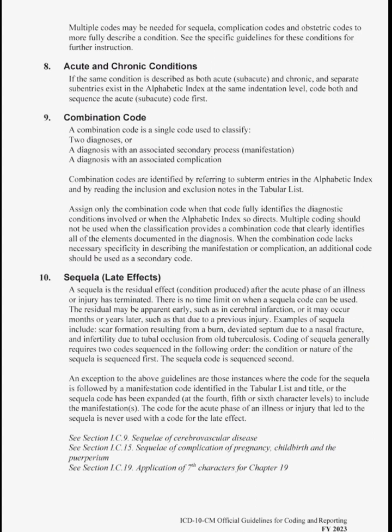8. Acute and chronic conditions. If the same condition is described as both acute (subacute) and chronic, and separate subentries exist in the alphabetic index at the same indentation level, code both and sequence the acute (subacute) code first.